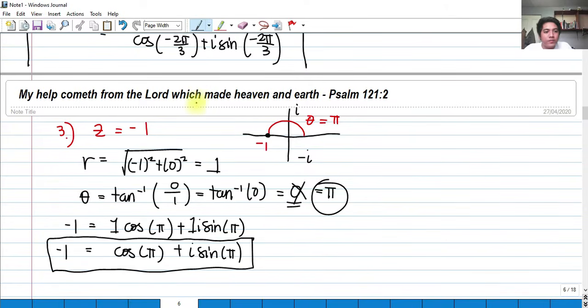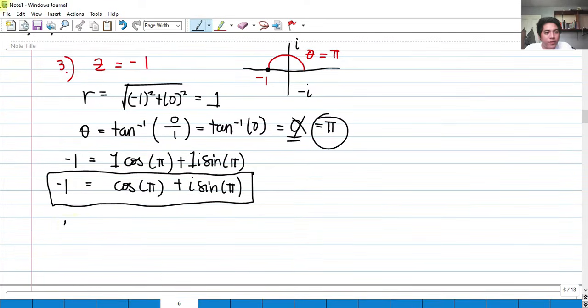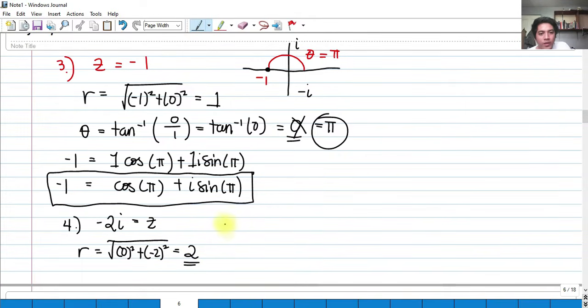So how about for number 4? Let's try it. Negative 2i. That's our complex number. So we get the r first. So our r is the square root of 0 squared plus negative 2 squared. That is simply equal to 2. Okay? We get the angle theta, arctan of y over x.